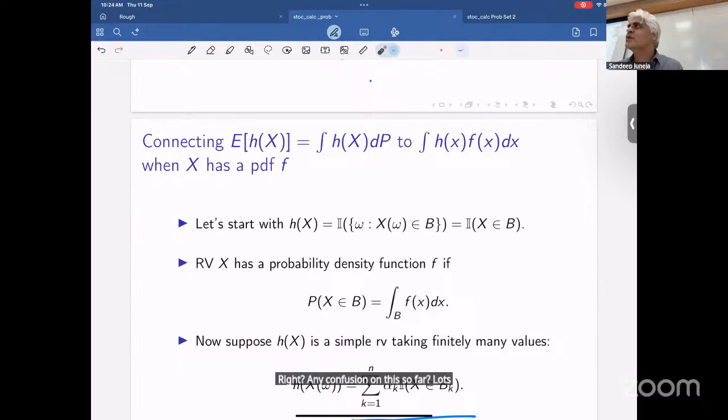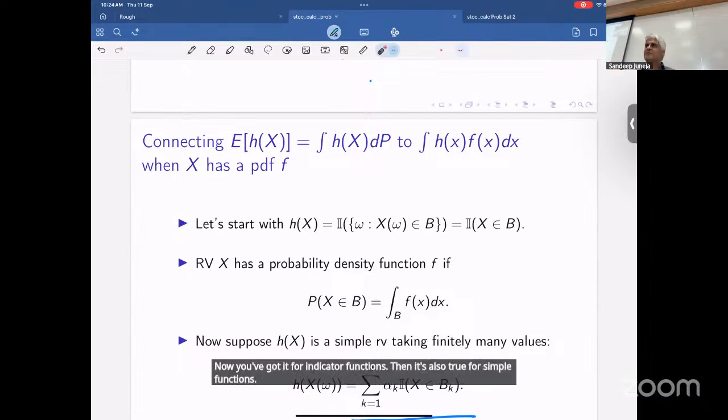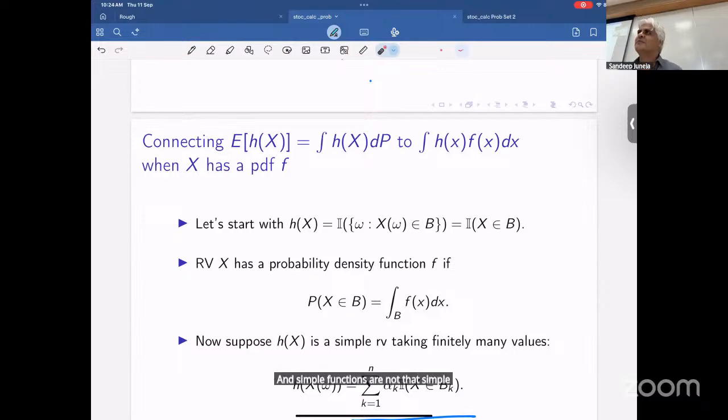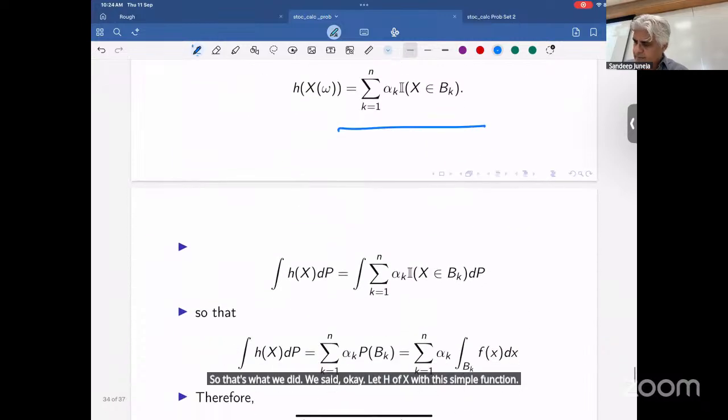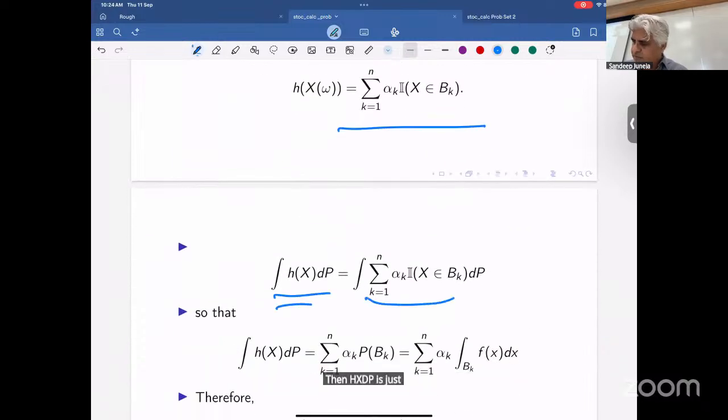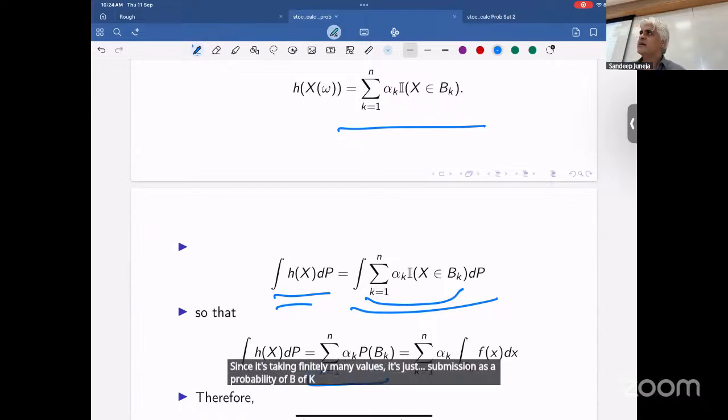Lots of notation floating around. Now you've got it for indicator functions, then it's also true for simple functions. And simple functions are not that simple, right? They approximate complicated functions really well. So that's what we did. We said, okay, let h(x) be this simple function, then the integral of h(x) dP is just the integral of this simple function with respect to dP. Since it's taking finitely many values, it's just the summation of alpha k times the probability of B k, the set where it takes value alpha k. And then P of B k is just this integral.